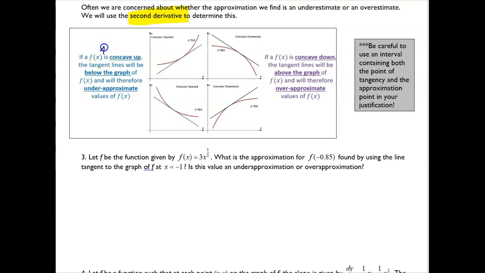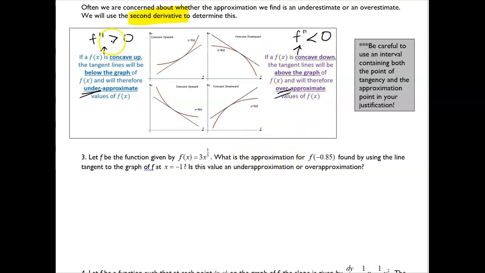So f is concave up, that means that f double prime is positive. So if f double prime is positive, then I have an under approximation. So concave up is an under approximation. Concave down, my tangent line would be above my graph, and so that will give me an over approximation or an overestimate. So again, concave down, f double prime less than 0, will give me an over approximation.